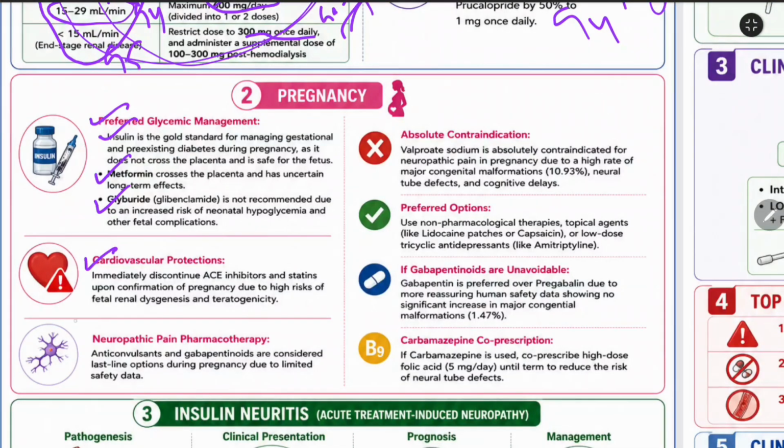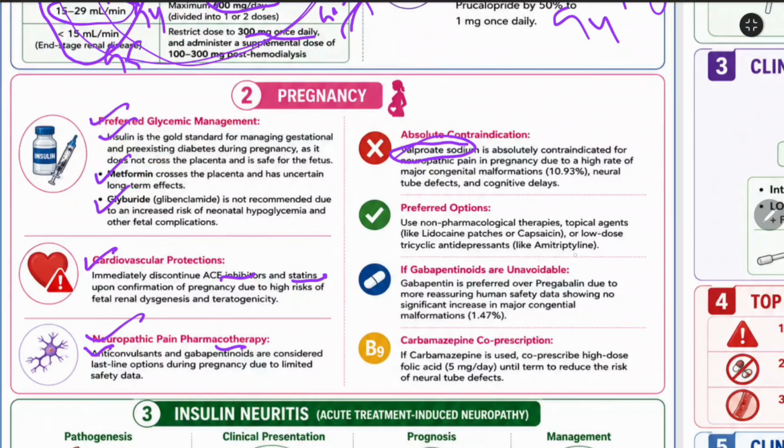Cardiovascular protection: immediately discontinue ACE inhibitors and statins upon confirmation of pregnancy due to high risk of fetal renal dysgenesis and teratogenicity. Neuropathic pain pharmacotherapy: anticonvulsants and gabapentinoids are considered last line options during pregnancy due to limited safety data. So valproic acid should not be used in pregnant ladies.